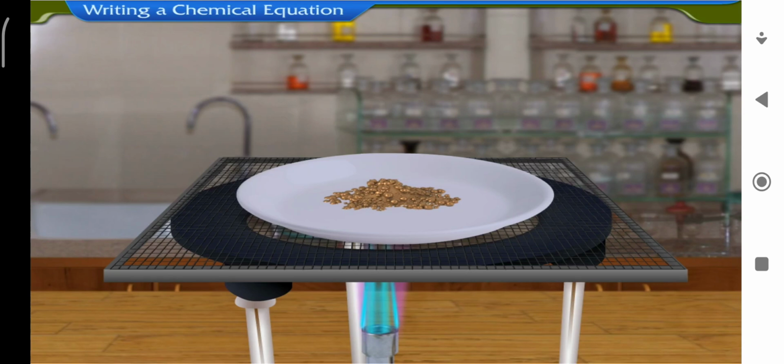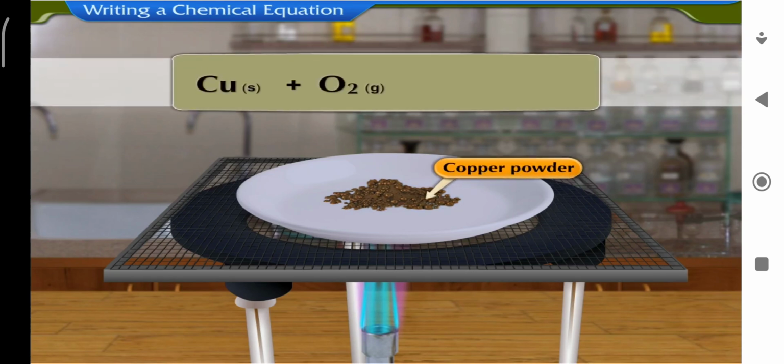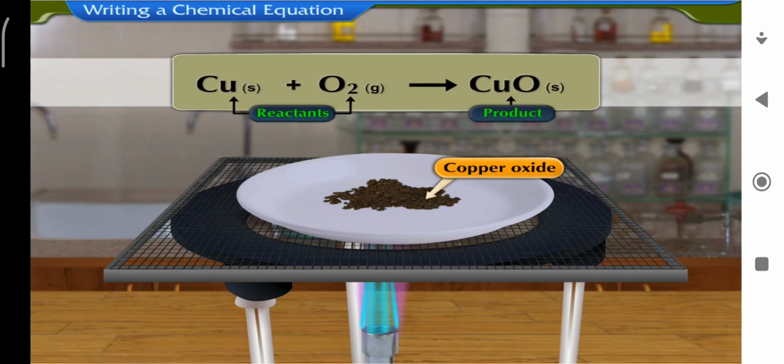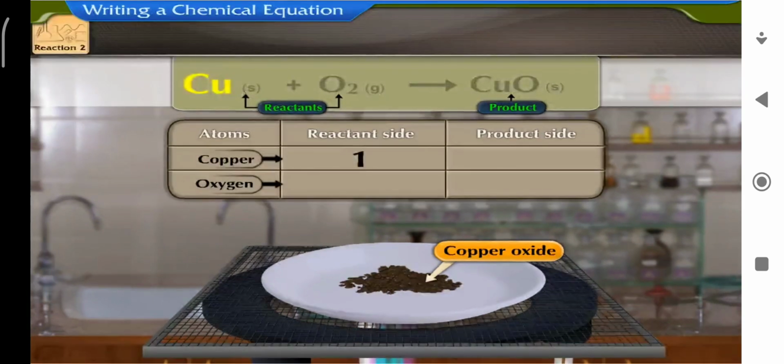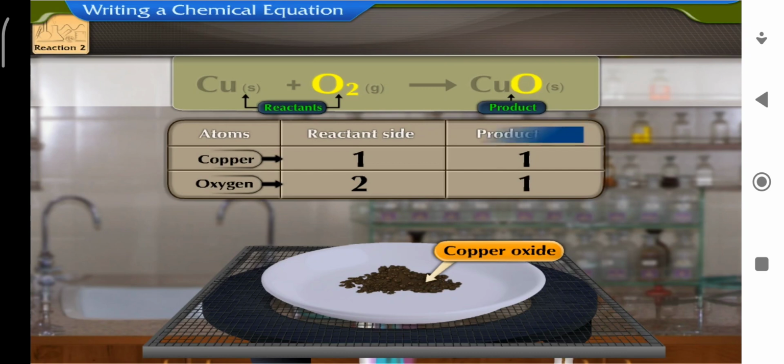Now, let us again consider the chemical equation of heating copper. Cu plus O2 gives CuO. Count the number of atoms of each element on both the reactant side and the product side. Enter these values in the table. There is one copper atom each on the reactant side and the product side. But there are two oxygen atoms on the reactant side and only one on the product side.